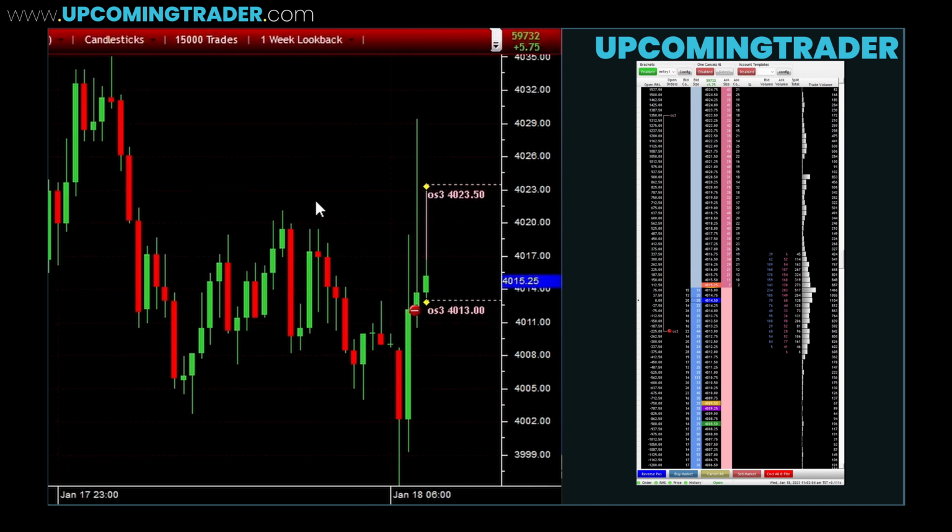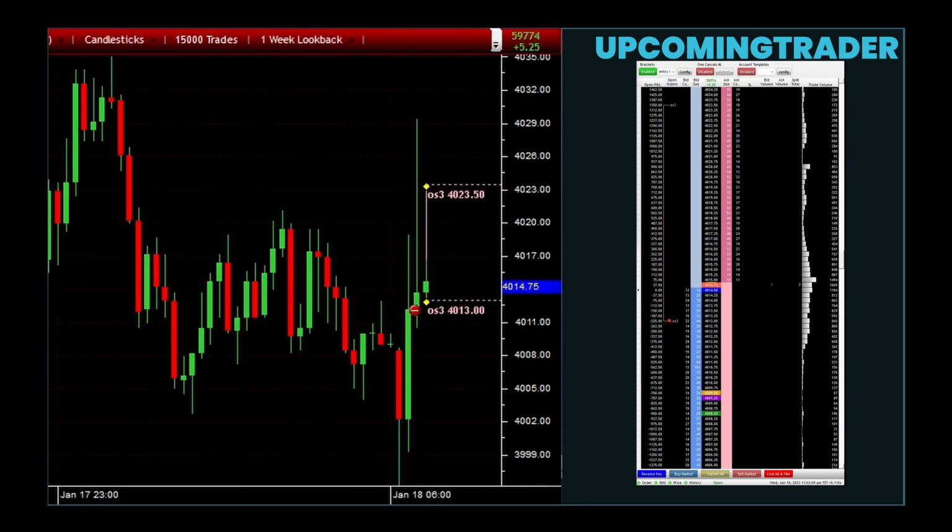Volume spikes are another critical element to observe. When there is a sudden surge in volume at certain price levels, it often marks a key turning point or the beginning of a significant move.